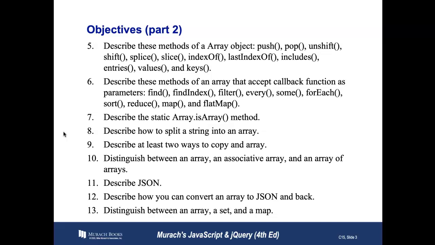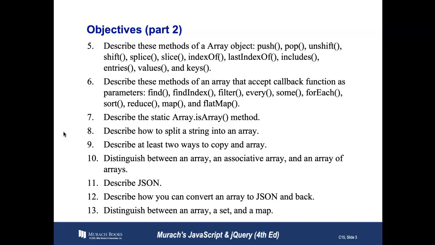So we've talked about more methods, finding things, mapping them, sorting them, reducing them. Most of the methods described here are exactly what they say they are, but you need to see them in action. Like the word sum may not be intuitive to you, but when you see it working, then you should be in good shape. We need to describe the isArray method, which tells whether something is an array or not. We need to be able to split a string into an array. We need to copy an array. We need to distinguish between an array, an associative array, and an array of arrays.